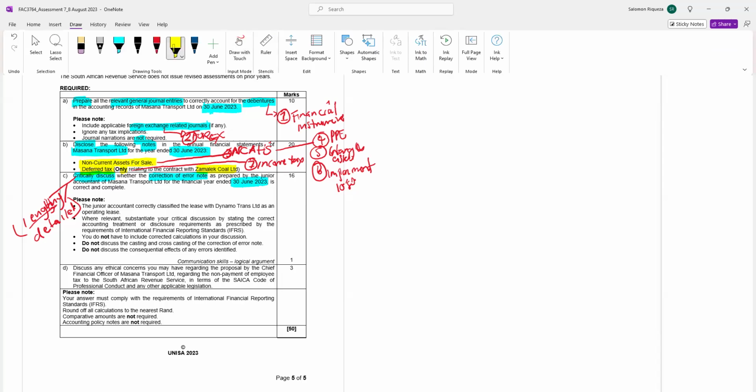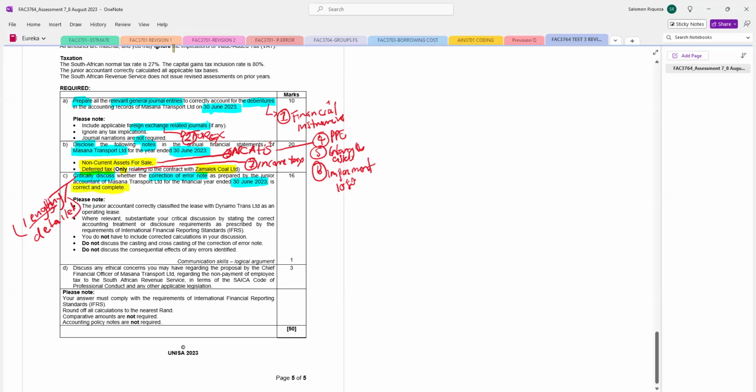Let me use a different color. Is correct and complete. Right. So you are touching on correct, also touching on complete. Is it correct or is it complete? Now, if something is correct, also mention it.